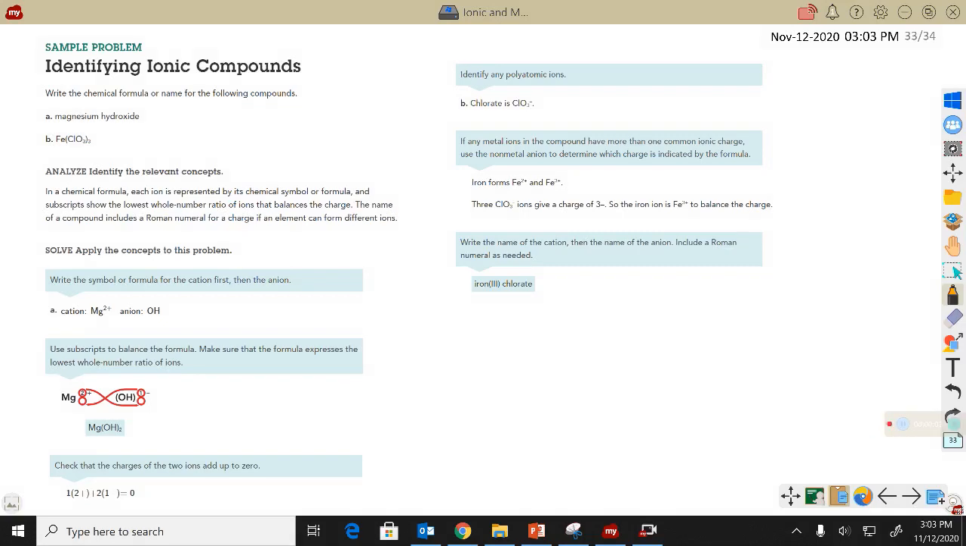Here are some sample problems writing ionic compounds. So hopefully I had a chance just to peruse this example with magnesium hydroxide and some iron chlorate. First thing I've got to do is get the charges, right? That's always step one. Get the symbols and their charges.